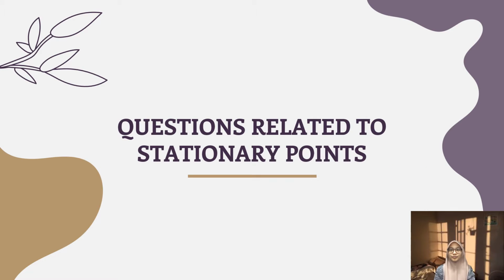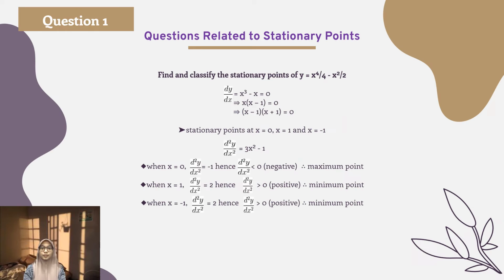Okay, we continue with the question related to stationary points. First question, we need to find and classify the stationary points of y equal to x to the power of 4 over 4 minus x to the power of 2 over 2. So first we need to find when dy over dx is equal to 0. We need to find where the stationary points are.